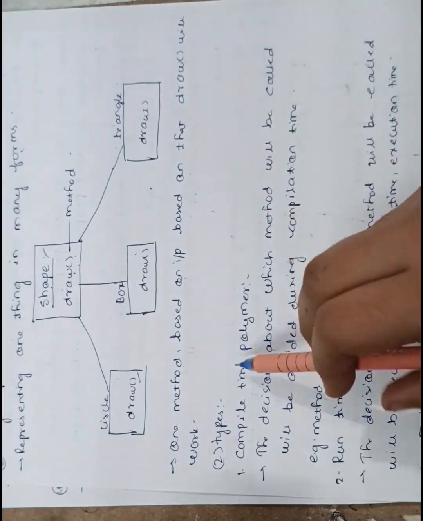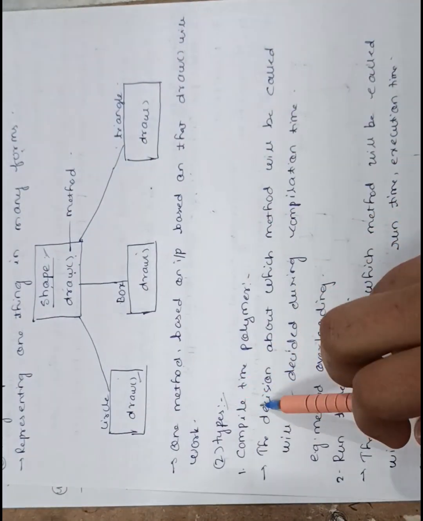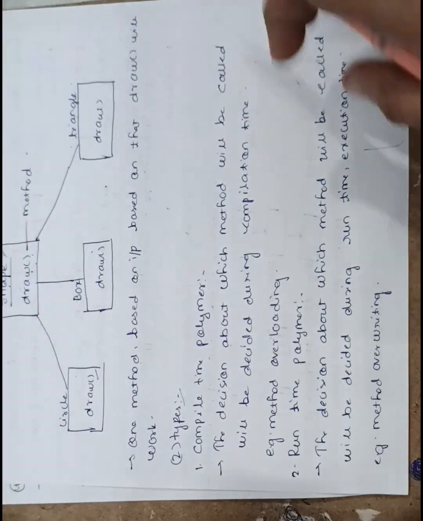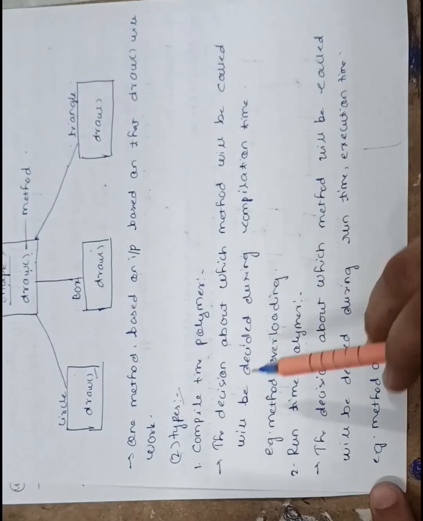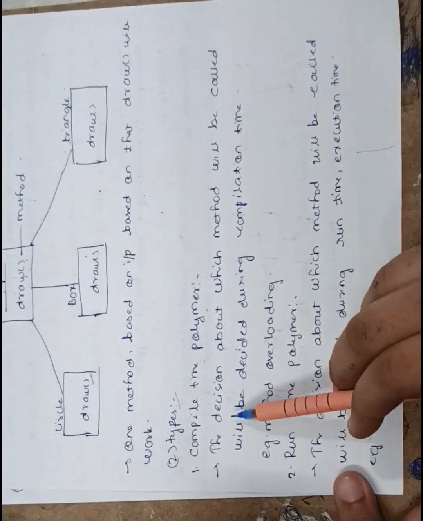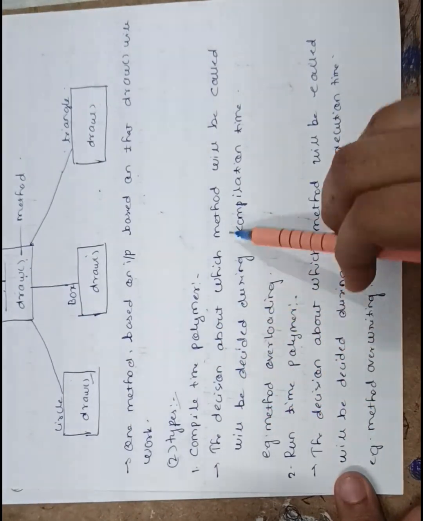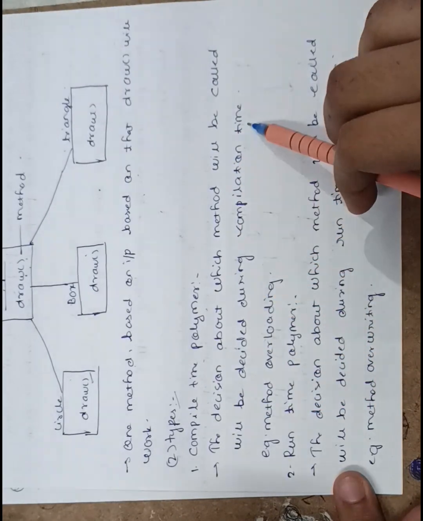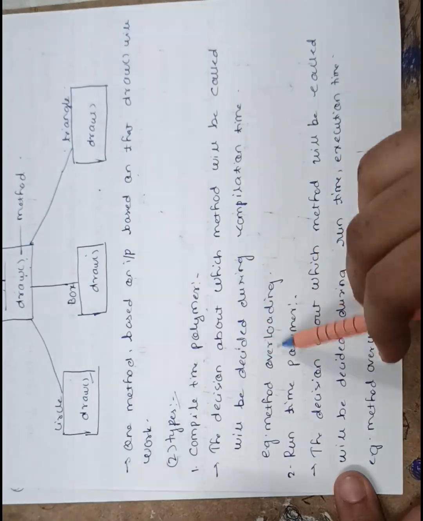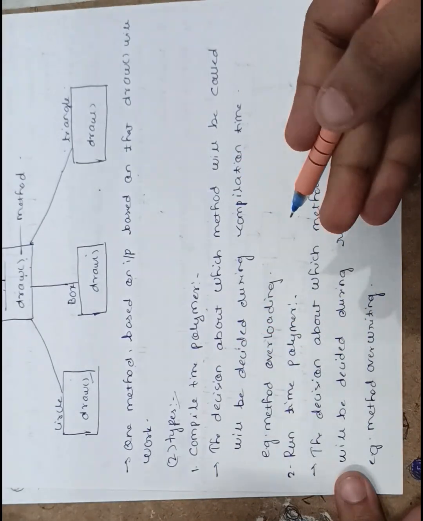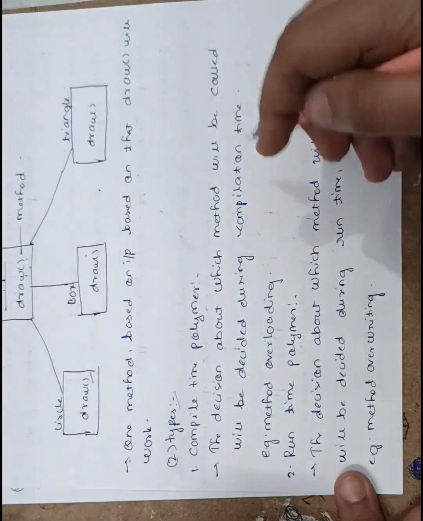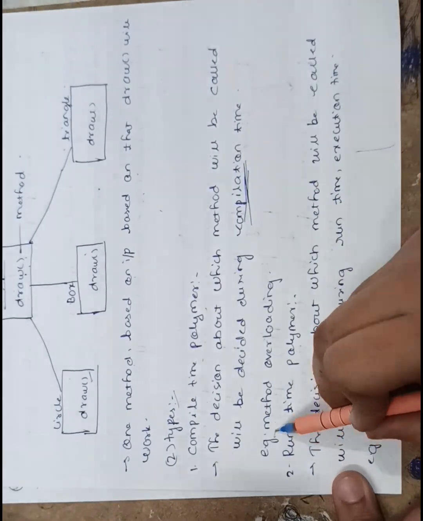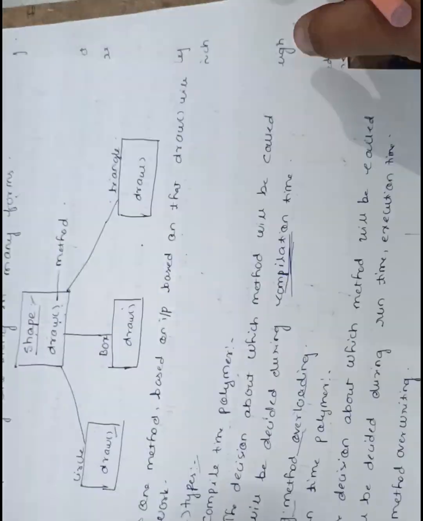Mainly we have two types of it: compile-time polymorphism and runtime polymorphism. Compile-time polymorphism means the decision about which method will be called is made during compilation time, while we compile. The example is method overloading.